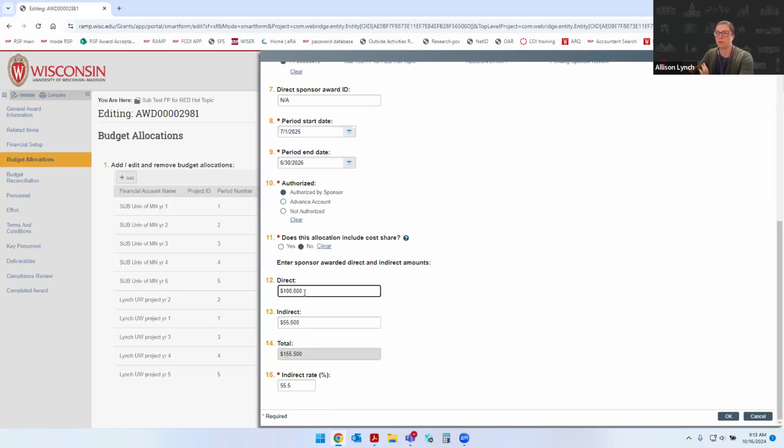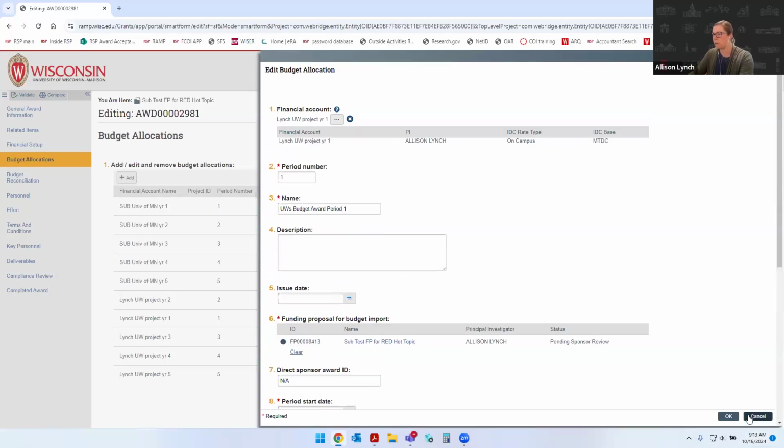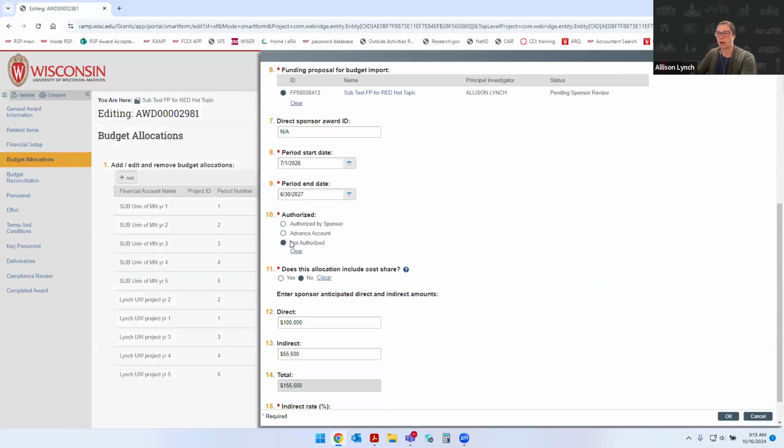For the UW project, we're allocating $100,000 in direct costs and $55,500 in indirect costs, with an indirect rate of UW 55.5, and it'll calculate the total. So this is the UW portion, and years 2 through 5 are going to be set to not authorized. And I did include the proposed or expected allocations, and it's just set to not authorized here.